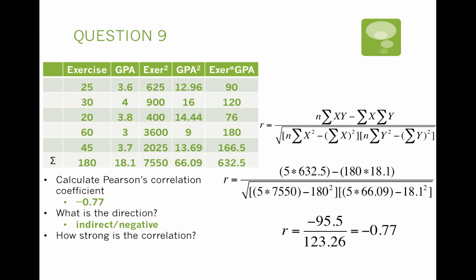But how strong is this relationship? It's actually a pretty strong relationship. Right, 0.77. We look at the absolute value of our Pearson's correlation coefficient. 0.77 falls within 0.6 to 0.8, which indicates a strong relationship. So the relationship between exercise and GPA is a strong indirect relationship.